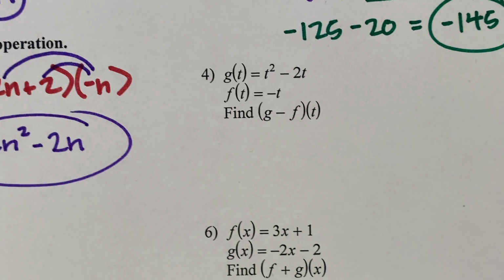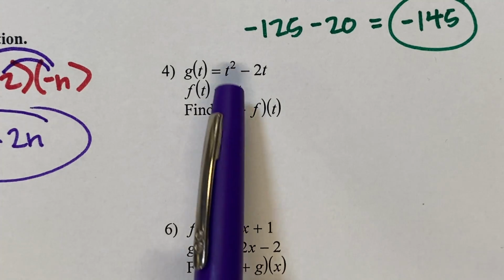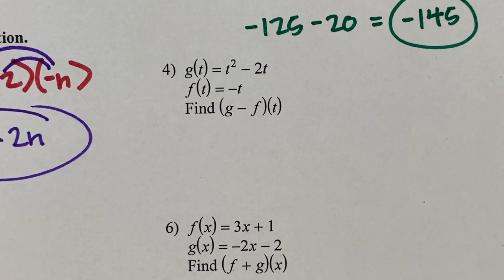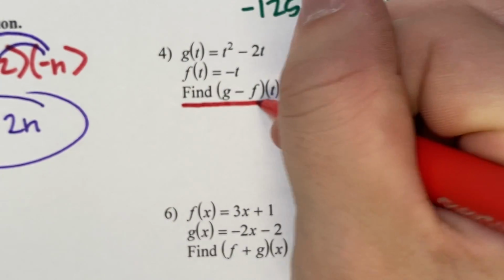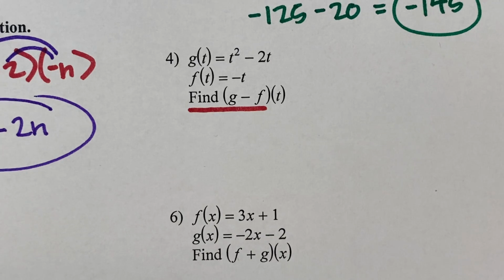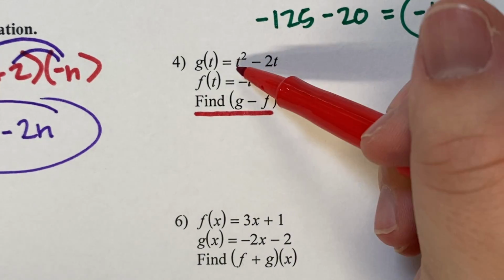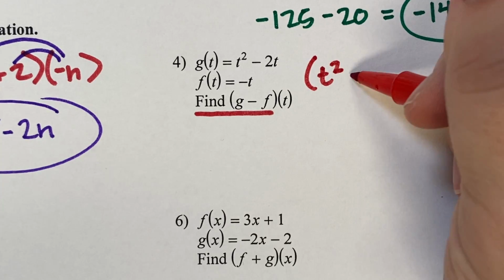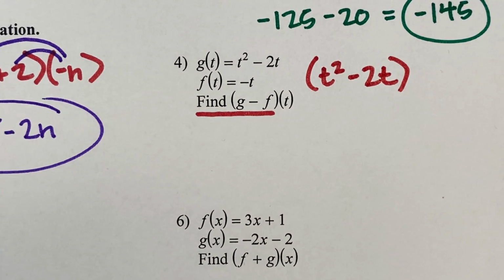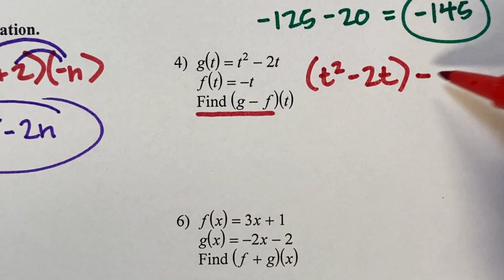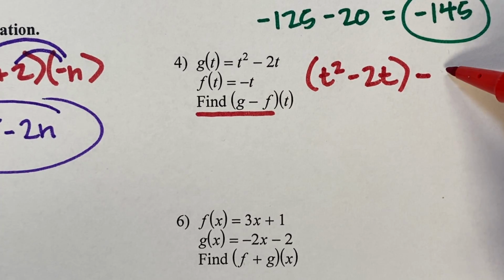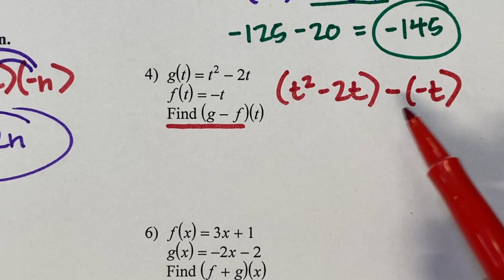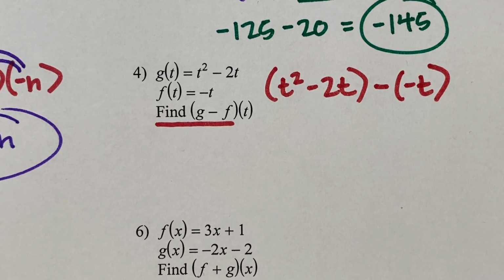Now let's look at number 4. We're given our two functions, and we're asked to find g subtract f of t. We are going to take our g function first, t squared minus 2t, and it wants us to subtract our f of t function, so negative t. Notice that I'm subtracting even though it's a negative. You must include all of those negative signs.